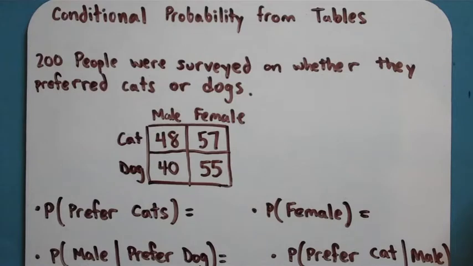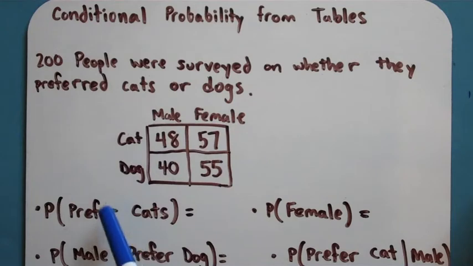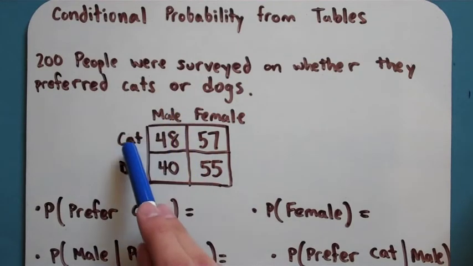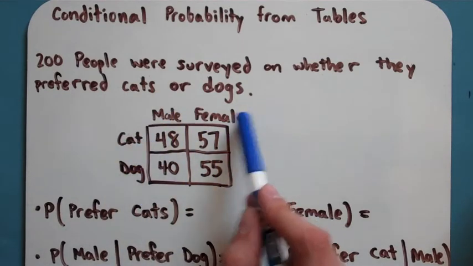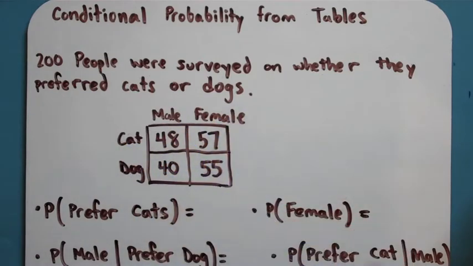So anyway, oftentimes you'll be given a table of data and asked to analyze it to see what's going on. So, okay, we have 200 people here, and they're broken down into whether they're male or female, and whether they preferred a cat or a dog. If you add up all these numbers here, they're going to be 200 people altogether. 48 were males who liked cats, 57 were females who liked cats, 40 males and dogs, 55 females and dogs. So they did 4 different categories right there.